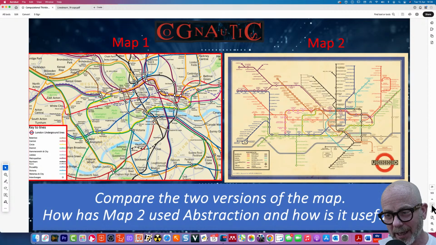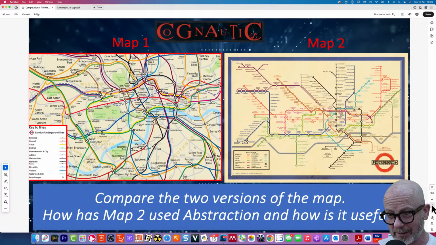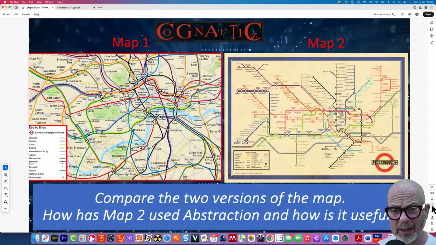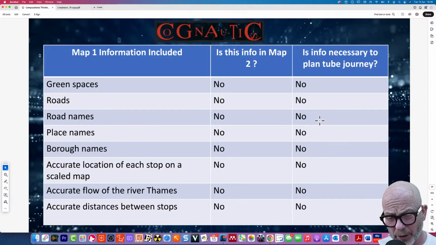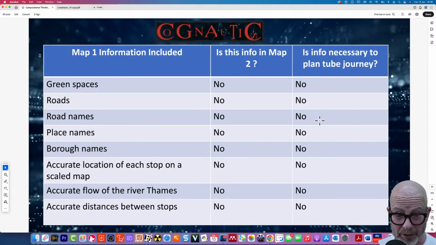But let's have a look at how the second map, the Harry Beck map, has used abstraction and how that's been incredibly useful. So first of all, thinking about the original map, green spaces. Are there any green spaces? No. But do we need green spaces? No, we don't. What about roads? Well, if you're underground, you don't need roads. So all these roads that you can see on the map, the A3, the A215, they're just not necessary. Road names, road places, borough names, again, all of them on the map on the left, but not on the map on the right, because you don't need to know that when you're on a train.